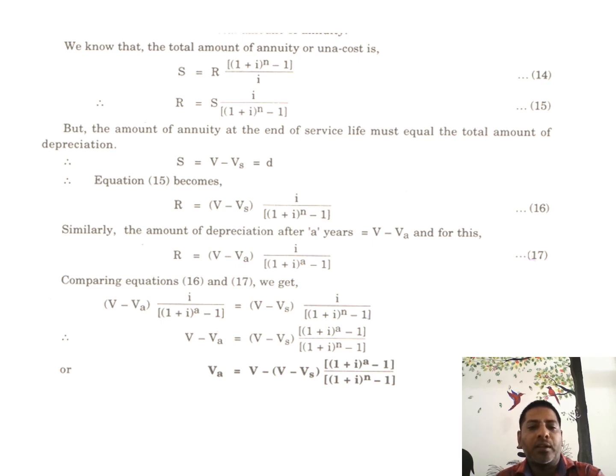And similarly, after A years, R equals (V minus VA) into I by ((1 plus I) whole power A minus 1). Comparing the above equations 16 and 17, (V minus VA) into I by ((1 plus I) whole power A minus 1) equals (V minus Vs) into I by ((1 plus I) whole power N minus 1). In terms of VA, it can be changed to VA equals V minus (V minus Vs) into ((1 plus I) whole power A minus 1) by ((1 plus I) whole power N minus 1).